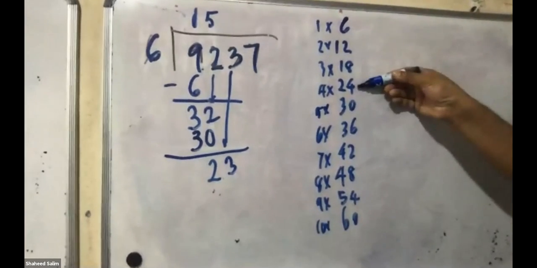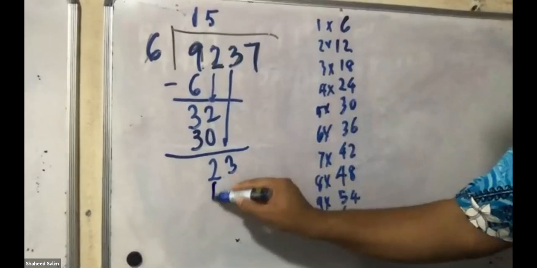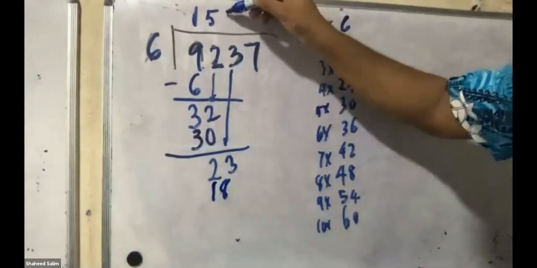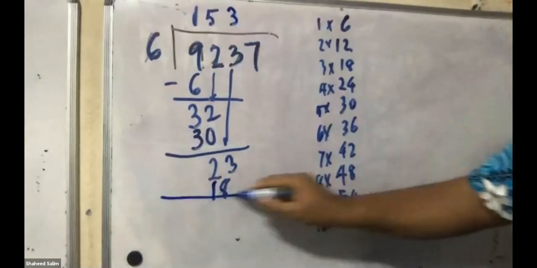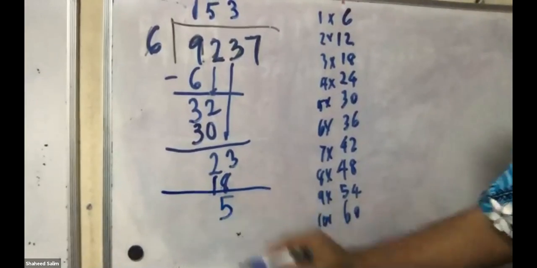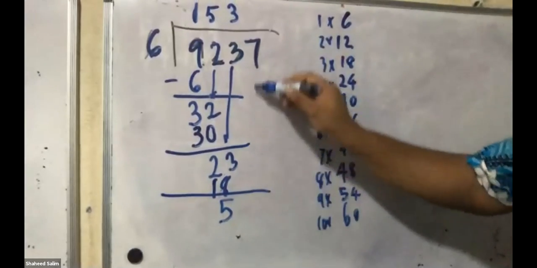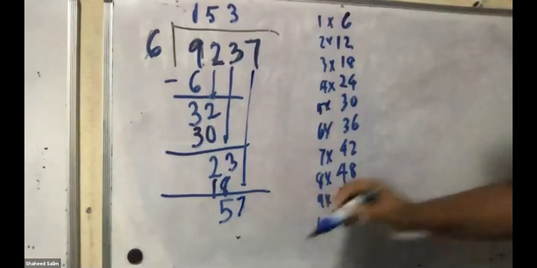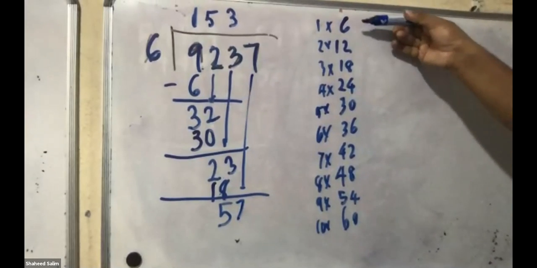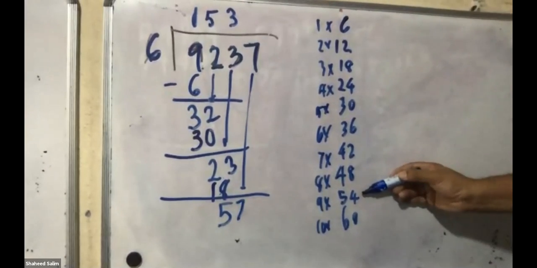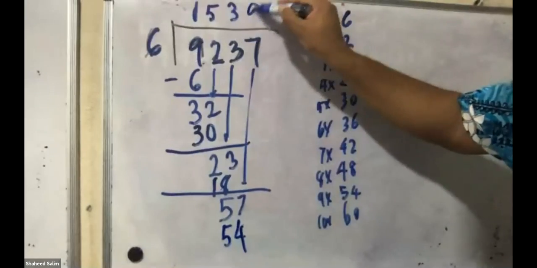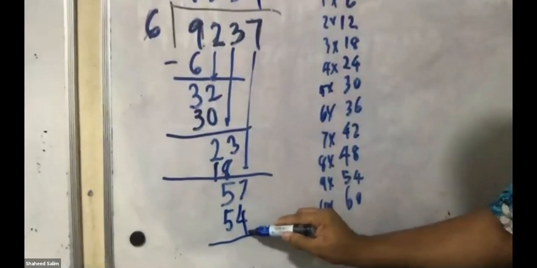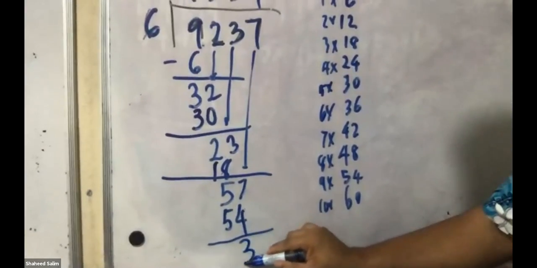Which one? 24 is too big. 18. What number is it? It's 3. So we put a 3 here. We minus, we get 5. Bring down the 7. So bring down the 7, 57. Which one is it? 54? 9. So 54 down here. So this is 9. Then you minus: 57 minus 54 is 3.